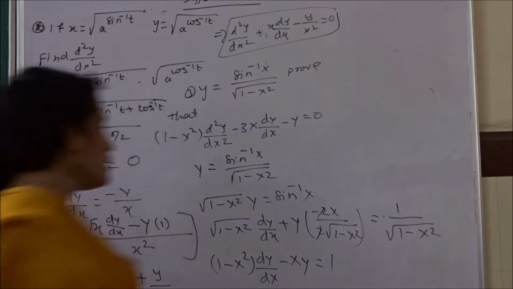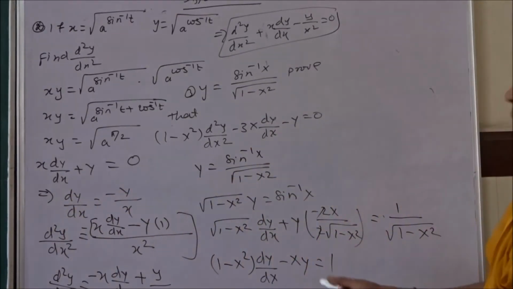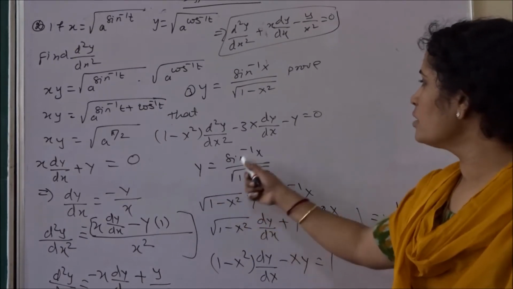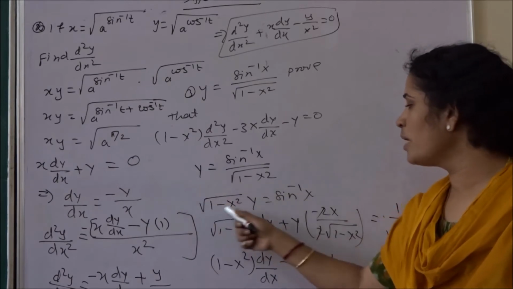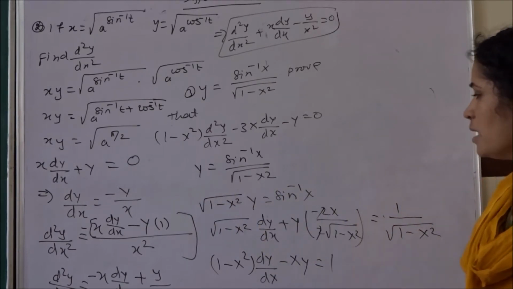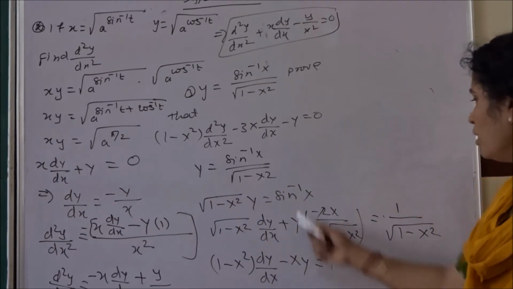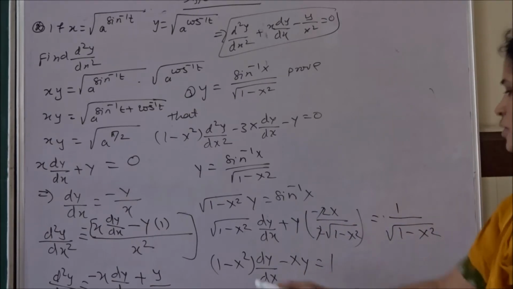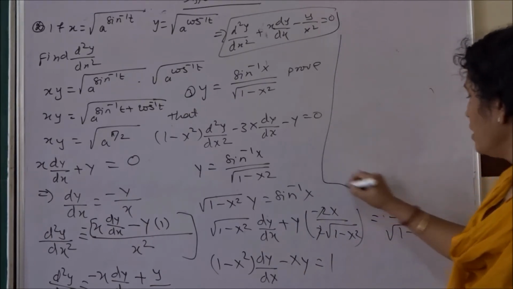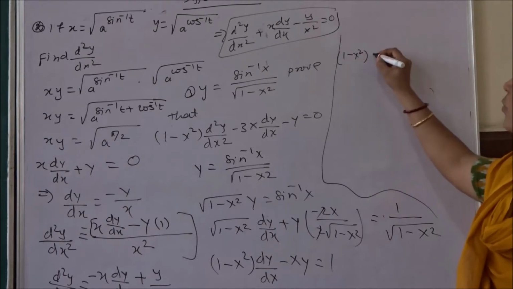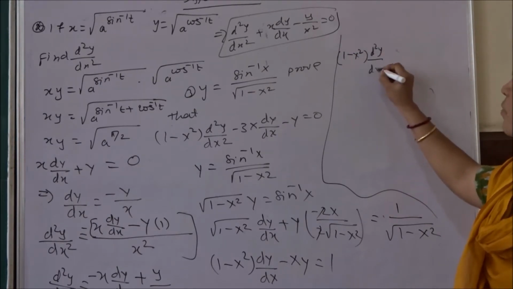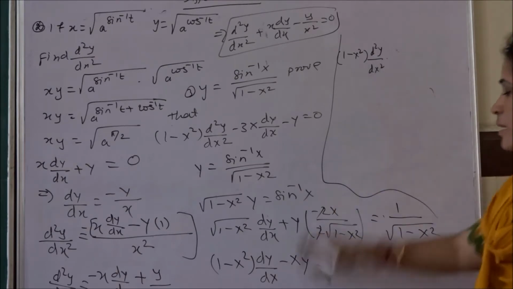So let us see the second derivative once again. What we have done here: y equal to sine inverse x upon under root of 1 minus x square. I have taken this side, so 1 minus x square into y equal to sine inverse x. Now I am using product rule. Now once again I am going to do the second derivative. So 1 minus x square I am keeping constant into d square y by dx square, and then dy by dx constant.